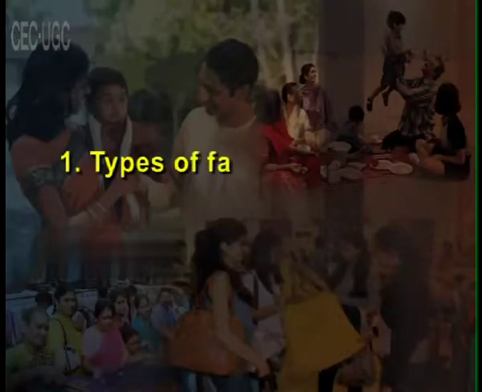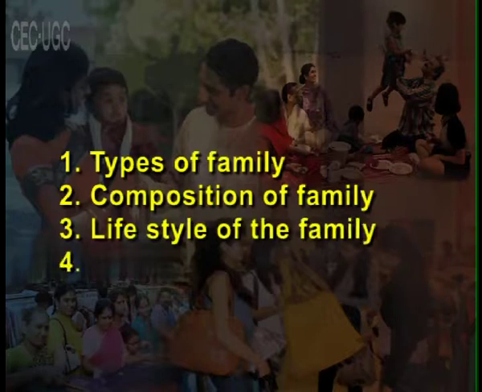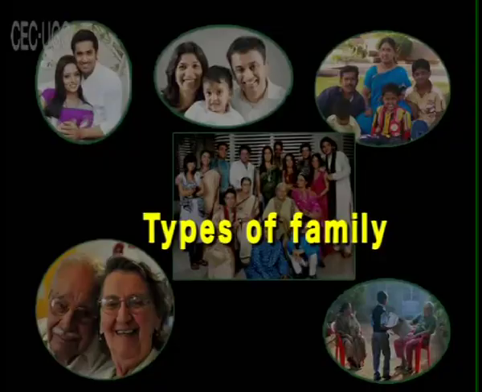Though the management principles and the concepts are the same, the objectives and goals, or the desires and the needs, differ from family to family on the basis of various characteristics like the types of family, the composition of the family, the lifestyle of the family, and the various stages of the family life cycle. Now we will know about the various factors which we have discussed. The first one is the types of family.